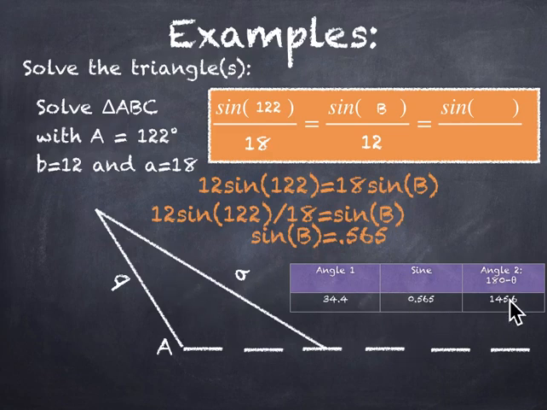Now, 145.6 degrees certainly doesn't look like what's here, and it can't work in a triangle that also has an angle of 122 degrees, because 122 plus 145 is way more than the 180 degrees that a triangle can have. So in this particular case, only one triangle is possible, and it has 34.4 degrees as angle B.